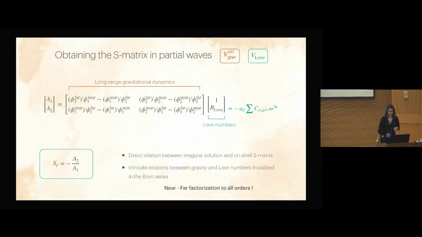And what we're also observing is near-far factorization at all orders of the solution, where all the near or short distance effects appear in the vector, while all the long range effects appear in the matrix. Okay.